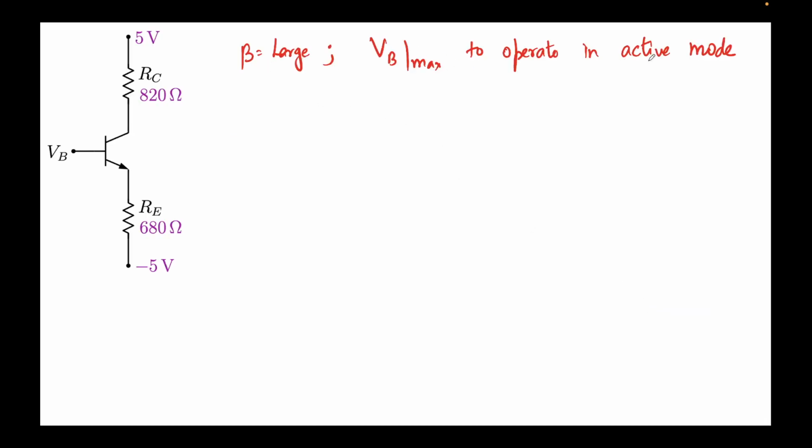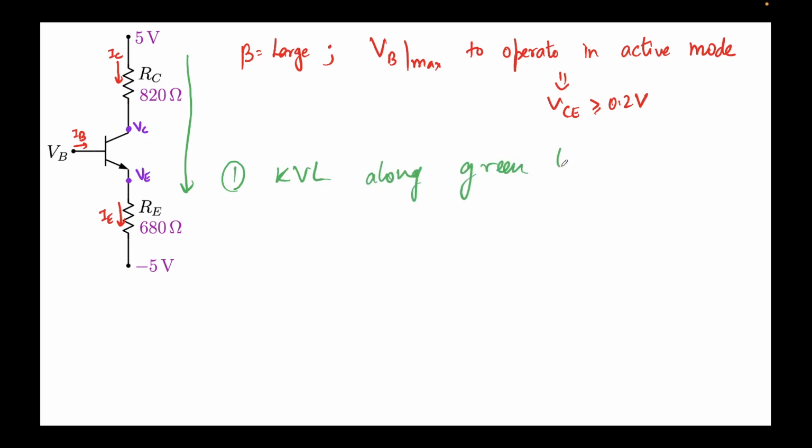Again, beta is large, and we want the maximum VB to operate in active mode. This means I can write, as we saw in the previous slide, VCE should be greater than or equal to 0.2 volts. So now these are the currents and these are the corresponding voltages for them. Because we have to impose a restriction on VCE, I'll apply KVL along the green line. So I'll start from here. It will be 5 minus ICRC minus VCE minus IERE plus 5 is equal to 0.